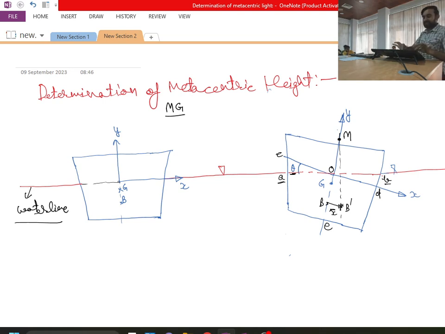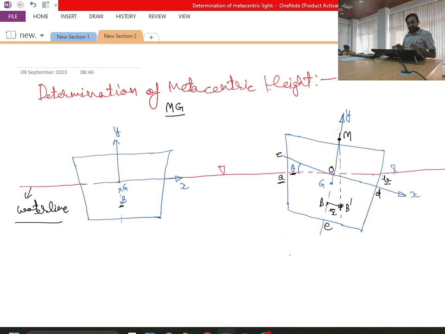But the axes which are fixed on the cross section of the shape are also tilting with the cross section. So if I fix the axis, then my new axes become C and D, showing the x direction, and perpendicular to this the y direction. Let's consider that in the original situation this was my center of gravity G and this was my center of buoyancy B. In the new situation this is G and this is B dash.